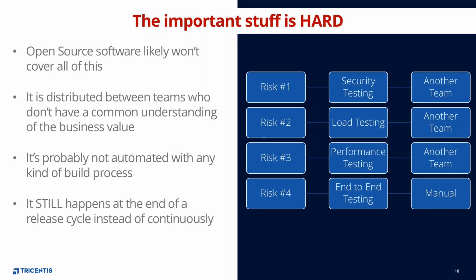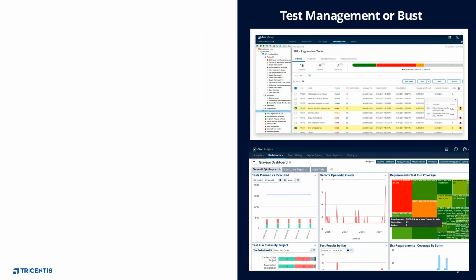And then a lot of this stuff still happens at the very end of the release cycle, which of course is a giant bottleneck and probably what you're all dealing with on a regular basis. And to me, the biggest problem here is there's no shared visibility. Everyone's doing this in a silo. So the number one thing I would recommend is having a test management tool.